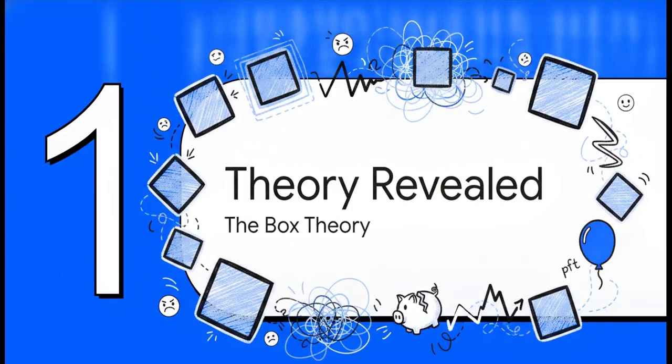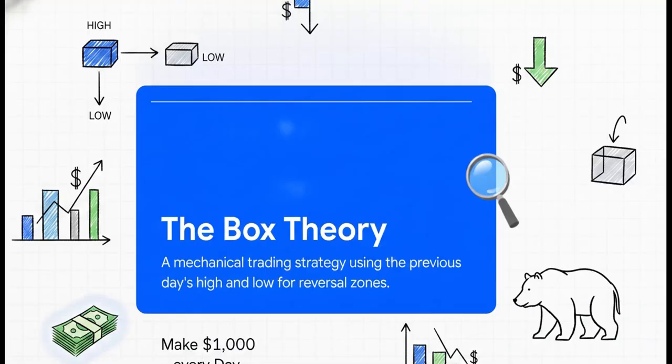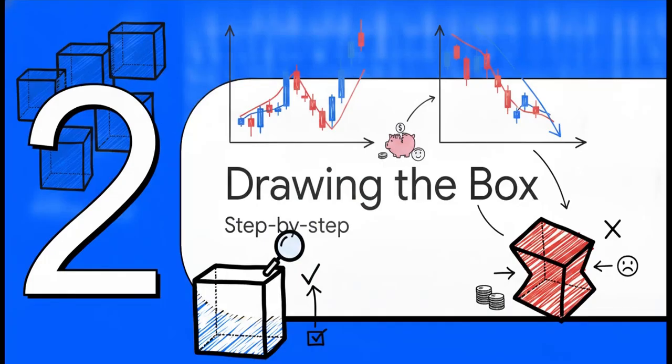All right, part 1, the box theory revealed. For anyone who's just exhausted by trying to read the tea leaves of indicator-heavy charts, the source offers a pretty brilliant alternative. The box theory is a completely mechanical, rule-based strategy. It strictly uses the previous day's high and low price points to identify extreme, high-probability reversal zones. The creator claims this method is so remarkably robust that if they had to start from scratch and wanted to make $1,000 every single day, this is exactly what they'd use to find the strongest buyers and sellers in the entire market.